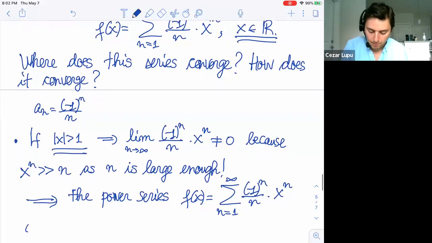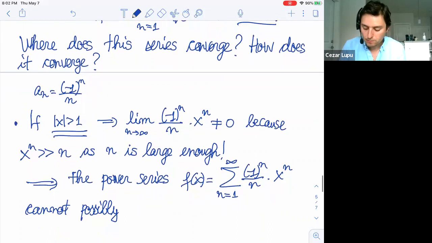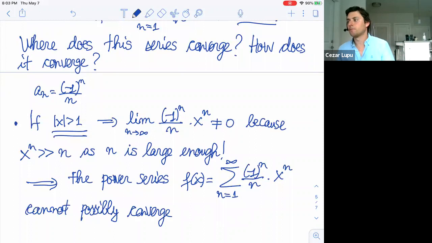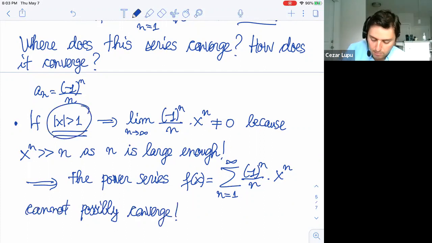Cannot possibly converge. Right? So for this case, we're done. We got this case out of the way. We cannot even have convergence.